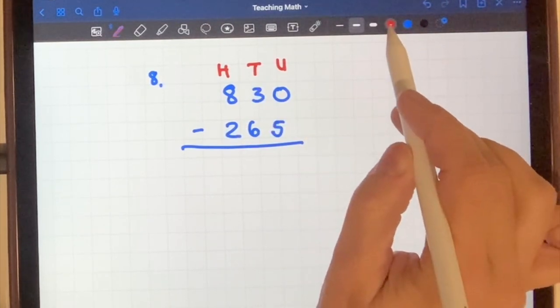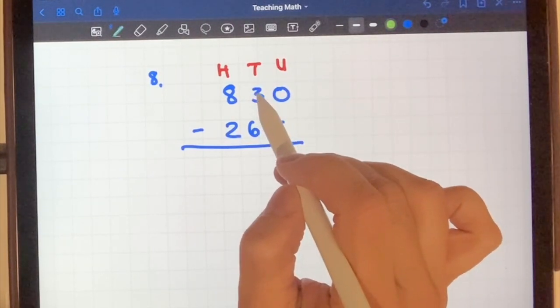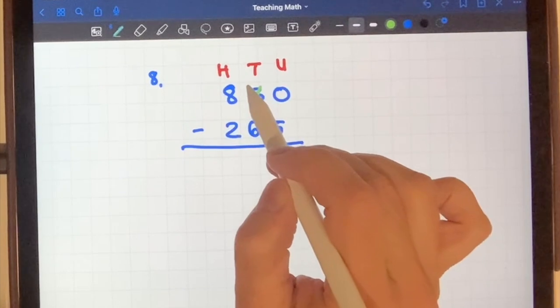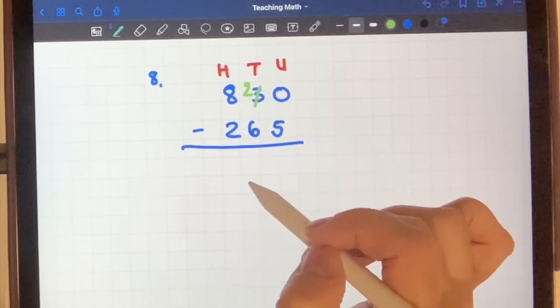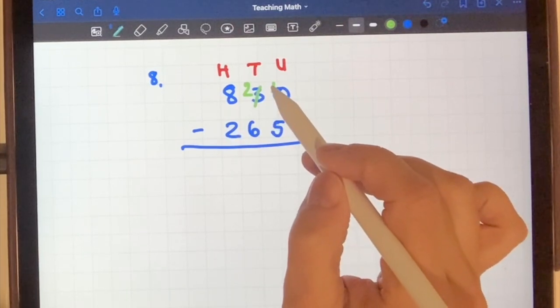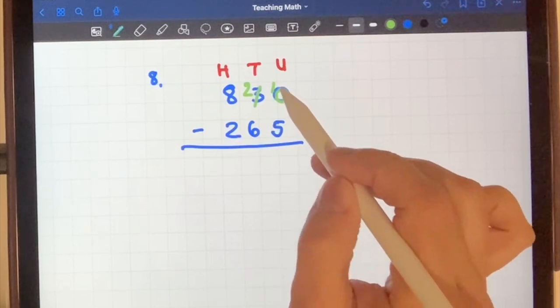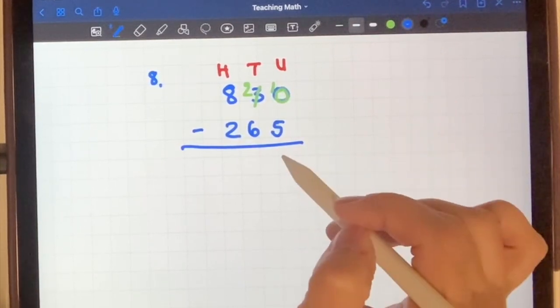So this one is 3, and if I borrow 1, it's going to become 2. And then there's the one that I've borrowed. So now I've got 10. This now becomes 10 minus 5, which is 5.